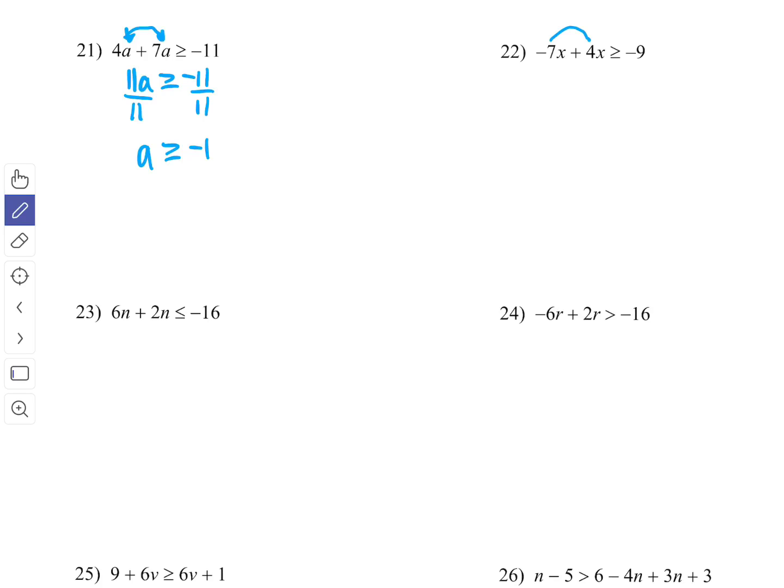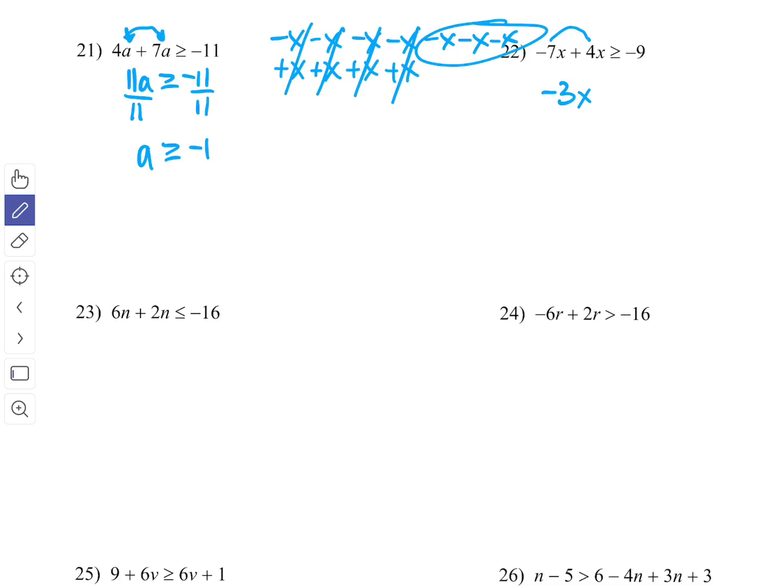22, negative 7 plus 4 would be a negative 3x, right? Because it's like we have 7 minus x's, and we have 4 positive x's, right? Negative and a positive cancel out. We're left with 3 negatives. It's greater than or equal to negative 9. Divide by a negative 3. That becomes 1, but we divided by a negative 3, so I change my inequality, and we get a positive 3 for our answer.